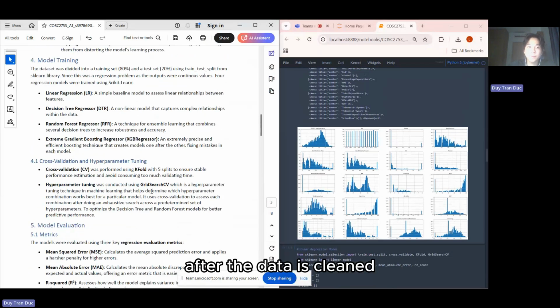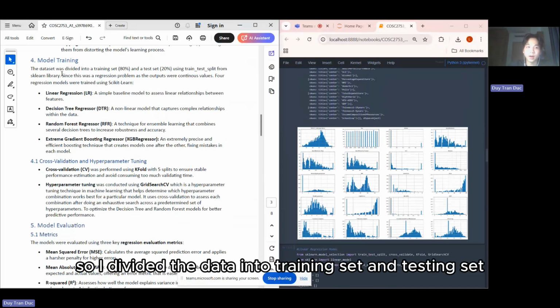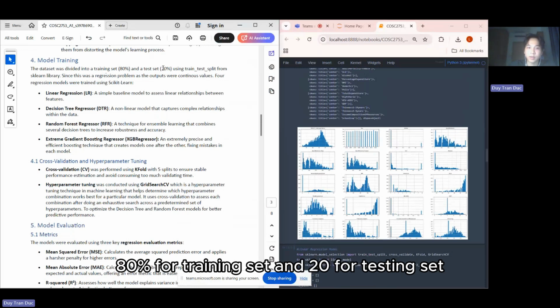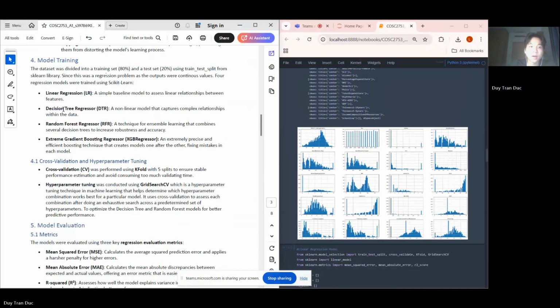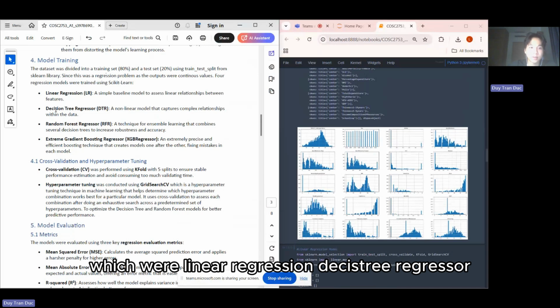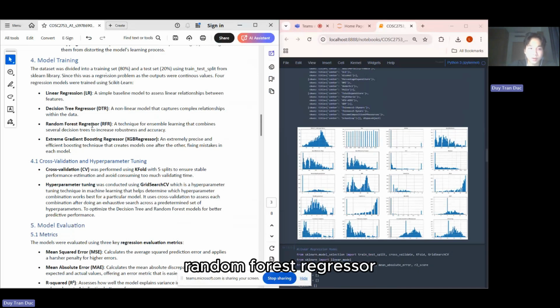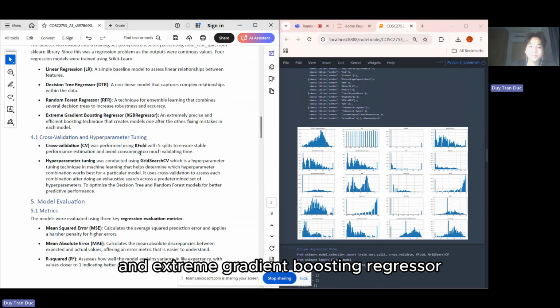After the data is clean, I moved on to the model training process. So I divided the data into training set and testing set, 80% for training and 20% for testing, using train test split from the sklearn library. Since this was a regression problem as the outputs were continuous values, I chose 4 regression models to train using sklearn, which were linear regression, decision tree regressor, random forest regressor, and extreme gradient boosting regressor.